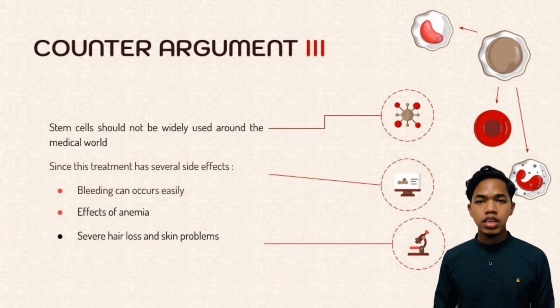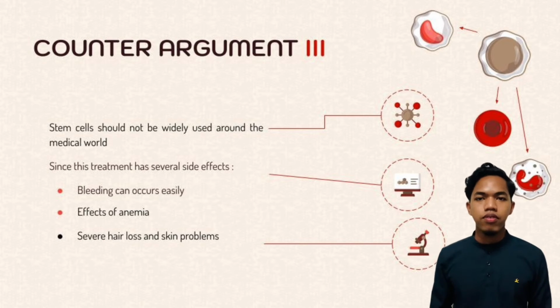In addition, another drawback of this treatment is the effects of anemia. Anemia is characterized by a decrease in red blood cell count and a decrease in hemoglobin concentration in the blood. Hemoglobin is an oxygen-carrying component of red blood cells. Low hemoglobin levels deprive body tissues of oxygen and prevent them from functioning properly.